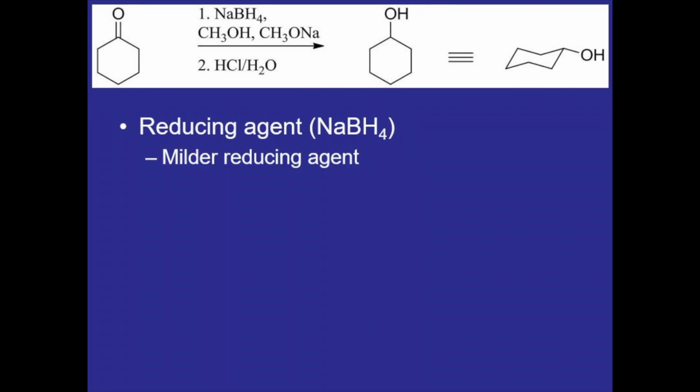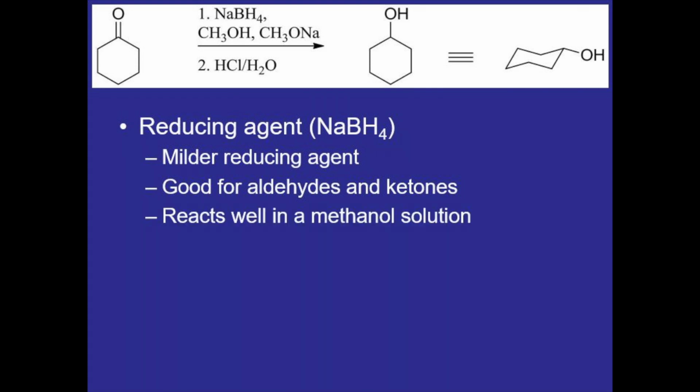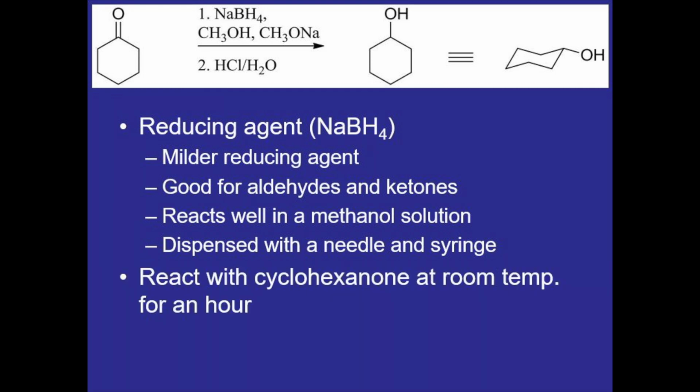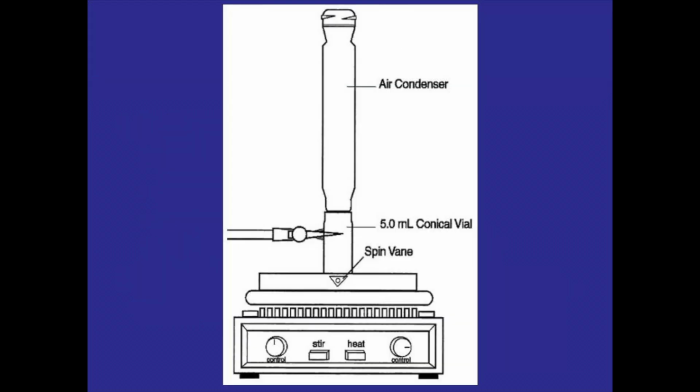It's a fairly mild one. It's milder than other reducing agents like lithium aluminum hydride, so it's good for reducing aldehydes and ketones. And it reacts really well in a methanol solution, so that's what we'll be using, and we'll dispense it with a needle and a syringe in the hood. Once that's added to the cyclohexanone, we'll let it react at room temperature for an hour, and that'll be in a conical vial with an air condenser attached.